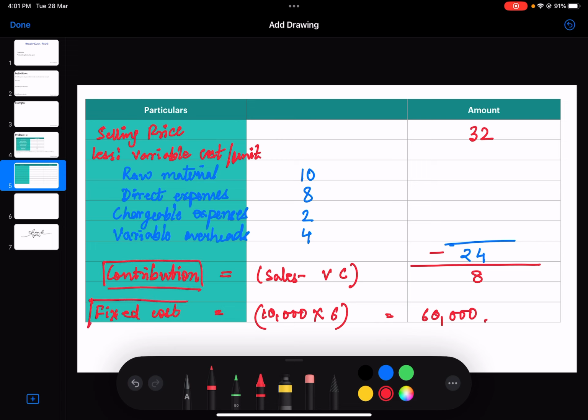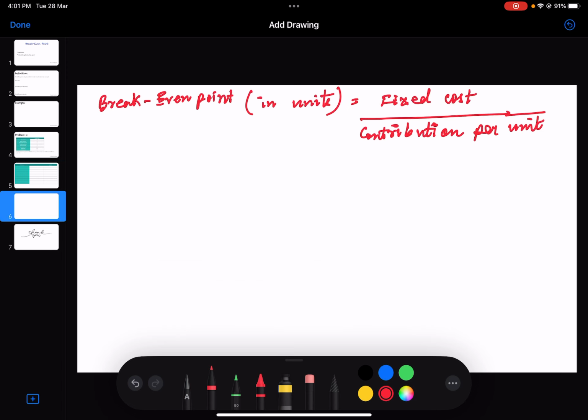So now you have contribution per unit. You have fixed cost as well. So will you be able to calculate the break-even point now? Yes, of course. It will be 60,000 divided by 8, and this will give you 7,500 units. That means you need to sell 7,500 units to reach a situation where there will be no gain, no loss, where total cost will be equal to total revenue, a break-even point.